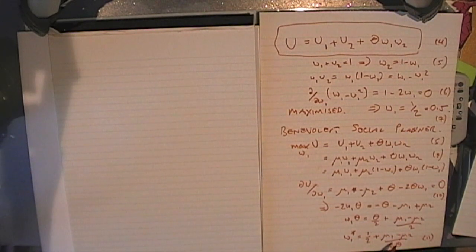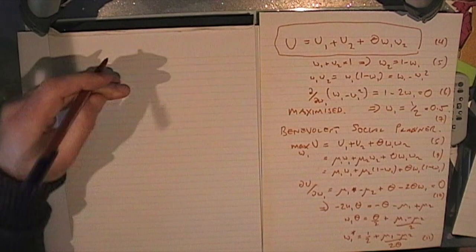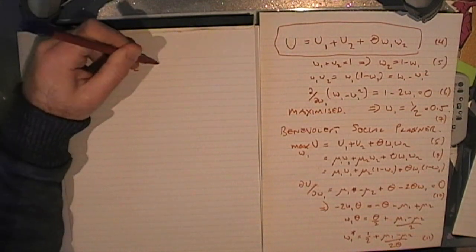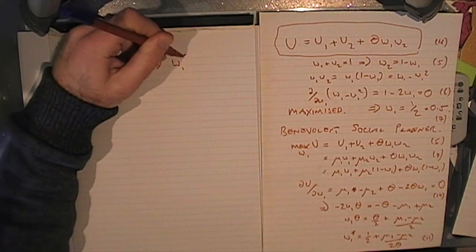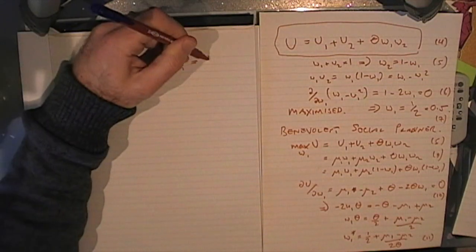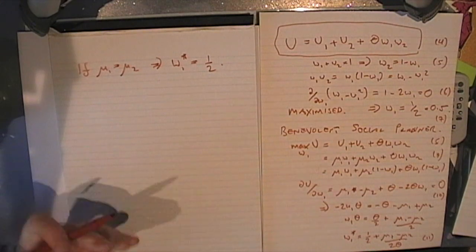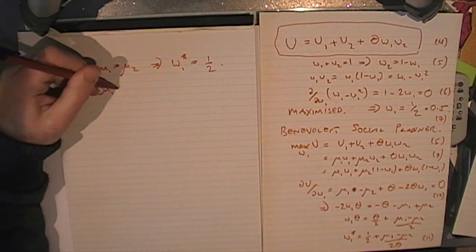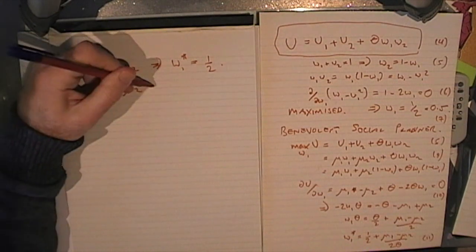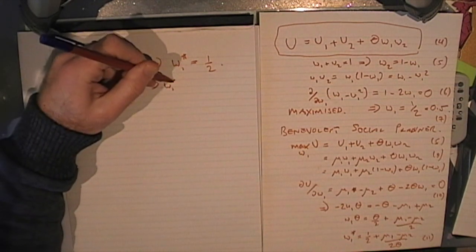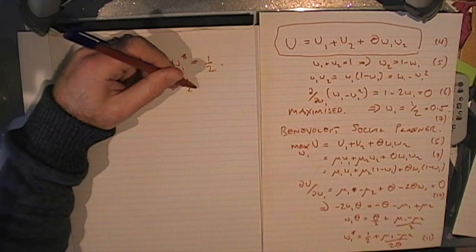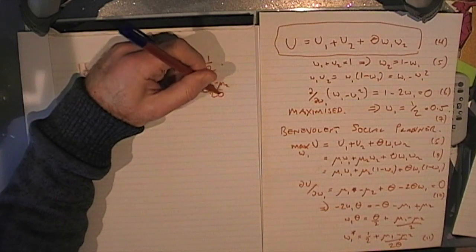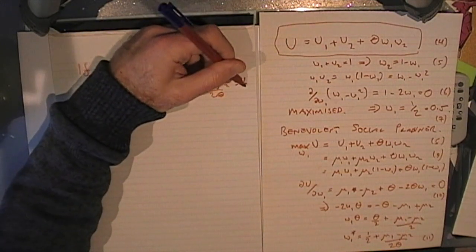You can see that if mu1 is different from mu2... so if mu1 is equal to mu2, of course, that then tells us that W1 star is a half. So fan intensities are equal to each other, mu1 equals mu2, the win ratio is a half. However, if team 1 has more intense fans, well then W1 star is equal to a half plus (mu1 minus mu2) over 2 theta, which is greater than a half.